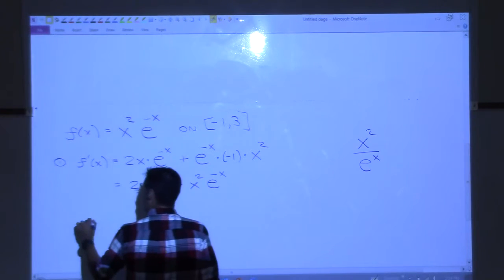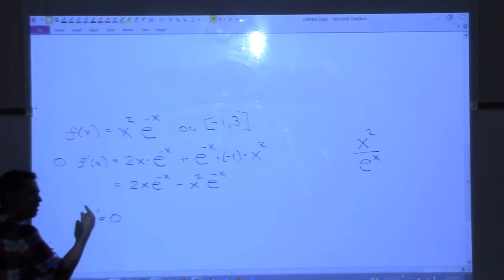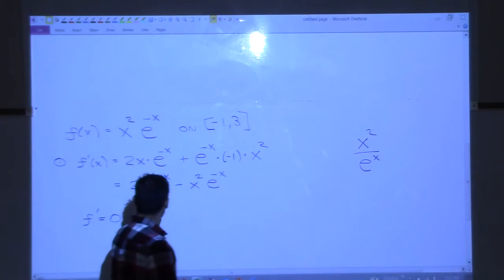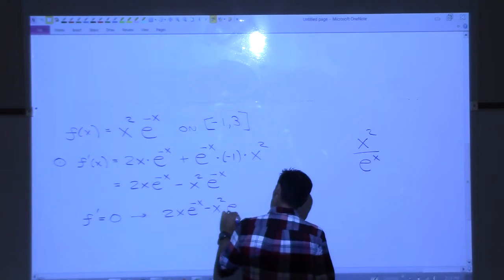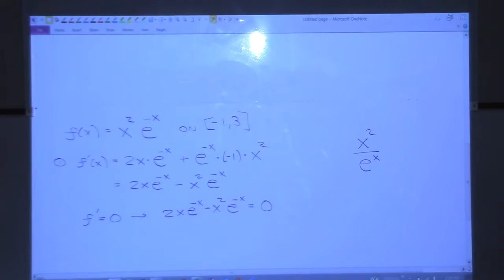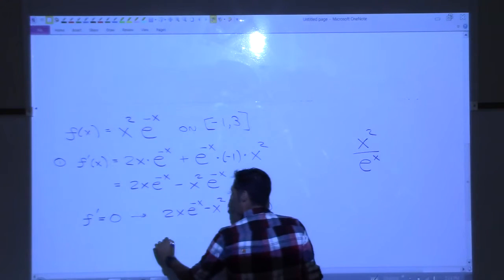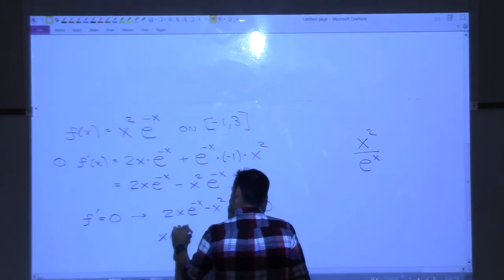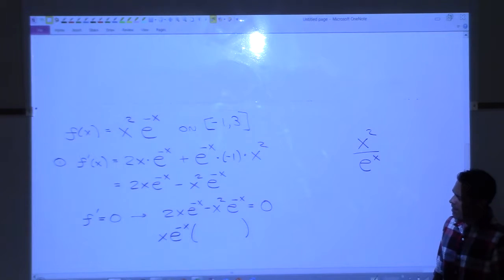So if I go to set this to 0, from now on instead of f prime of x, I'm just going to write that the derivative is being set to 0. So here we go: 2x e to the negative x minus x squared e to the negative x equals 0. How would you go about solving that? Factor out an x and e to the negative x, right? Just greatest common factor. Pull out an x, pull out an e to the negative x. What are you left with inside? Just 2 minus x.